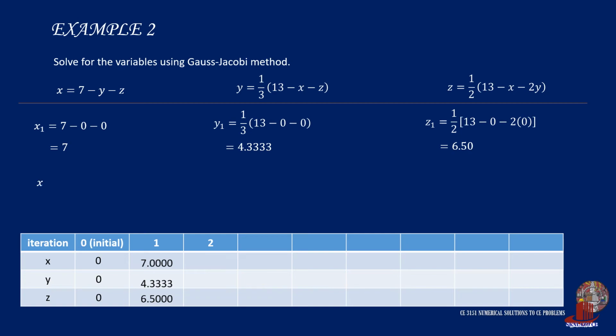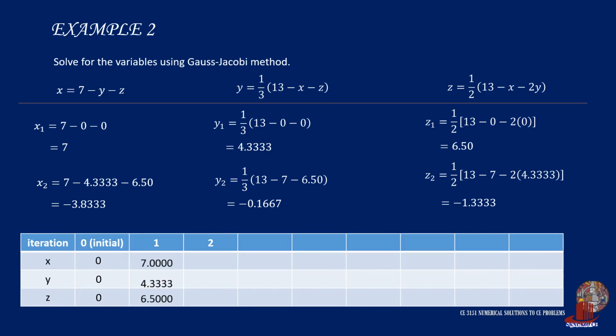For the second iteration, x sub 2 is 7 minus 4.3333 minus 6.5, which is negative 3.8333. For y sub 2, we have 1/3 of 13 minus 7 minus 6.5, and that is negative 0.1667. Z sub 2 is 1/2 of 13 minus 7 minus twice of 4.3333, and that is negative 1.3333. At this point, we can notice jumps in our variables' values, like from positive to negative.